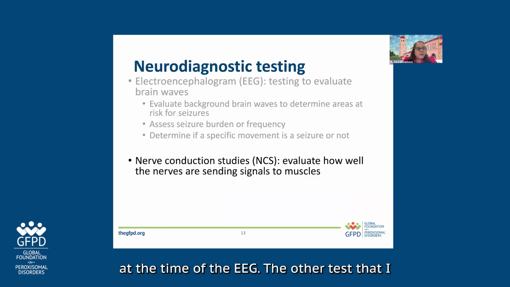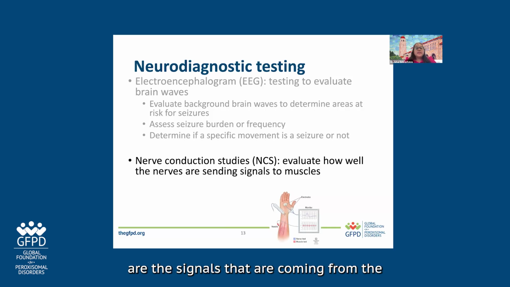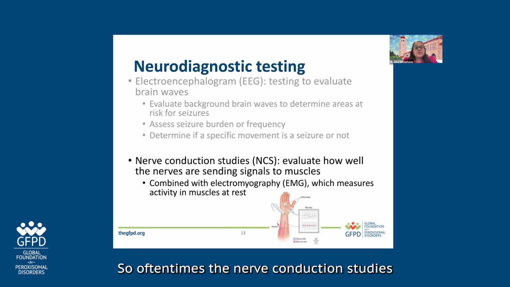The other test that I want to talk about is called a nerve conduction study. And it's really trying to figure out are the signals that are coming from the brain, the spinal cord, how well are those signals reaching the muscles? And so this is a schematic of what the nerve conduction study can look like. And it's essentially checking, similar to checking the wiring in the house. Is the electricity getting to the socket? Is the electricity getting to the light switch? And is the light switch working? So oftentimes the nerve conduction studies are combined with EMG, which helps tell us, are the muscles responding as they should to the signals from the nerves?